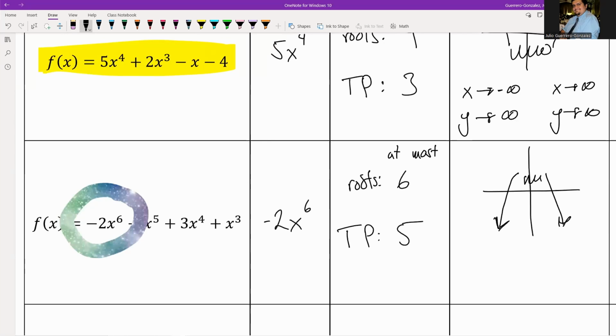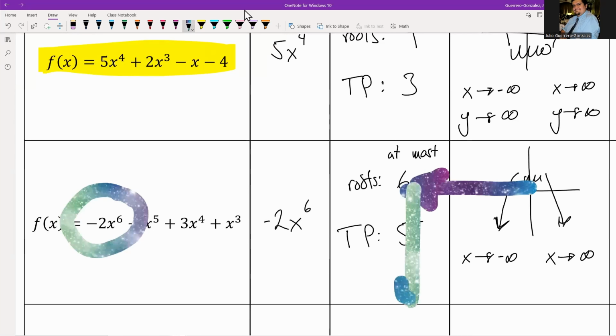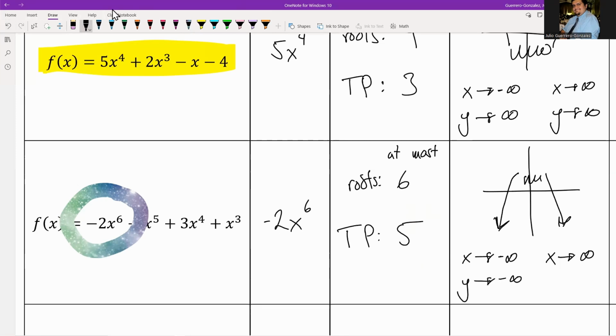We have something that is U-shaped. Hopefully you guys see that. It's a general U shape, face down. Okay. X goes to negative infinity, x goes to positive infinity. You guys see that as I go this way, my y values are dropping. So my y tends to negative infinity. And likewise for the other end, y goes to negative infinity.